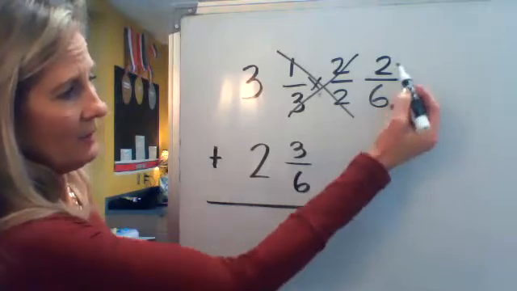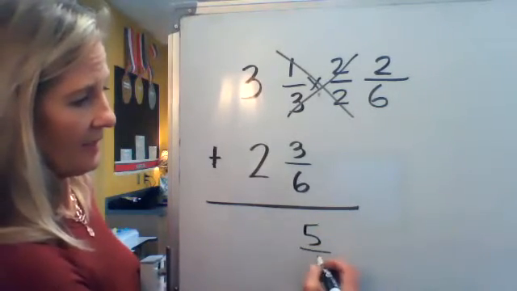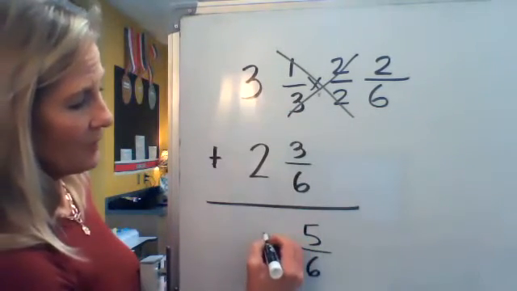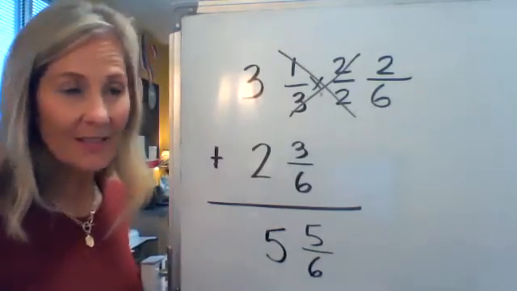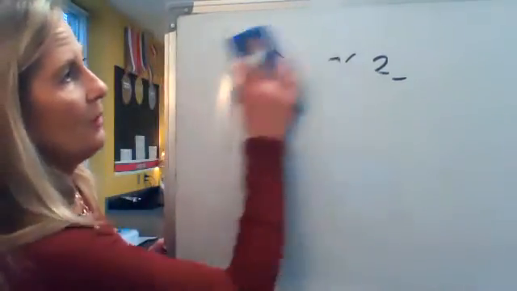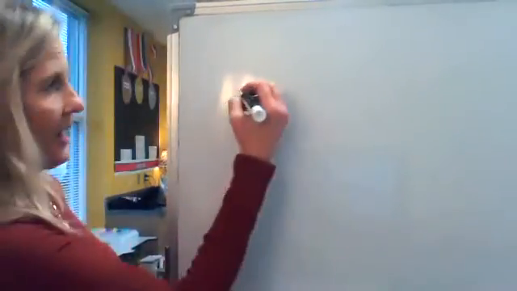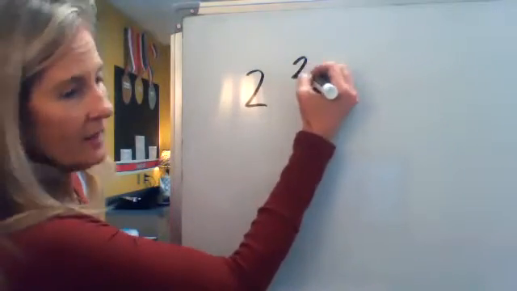2/6 plus 3/6 is 5/6. 3 wholes plus 2 more wholes is 5 wholes. 5 5/6. Sometimes you'll have to make one equivalent fraction. And then sometimes it'll look like this.